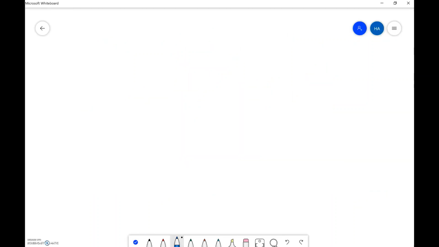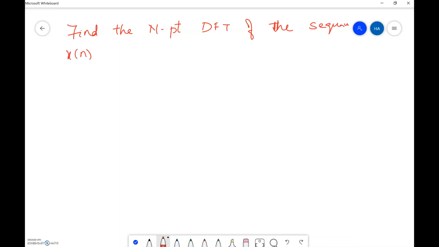The next problem is: find the N-point DFT of the sequence x of n equals delta of n.